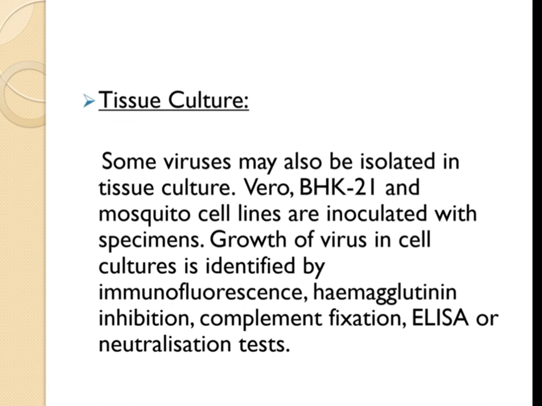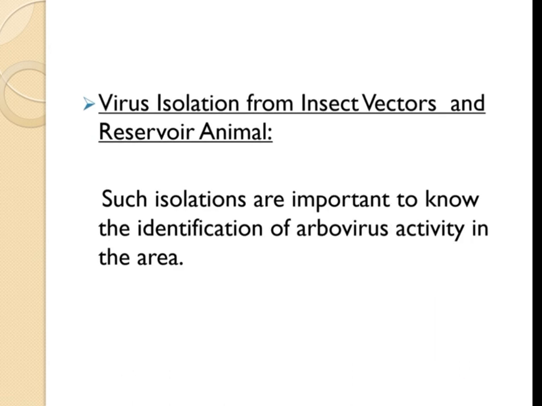Growth of virus in cell cultures is identified by immunofluorescence, hemagglutination inhibition, complement fixation, ELISA, or neutralization tests. Virus isolation from insect vectors and reservoir animal. Such isolations are important to know the identification of arbovirus activity in the area.